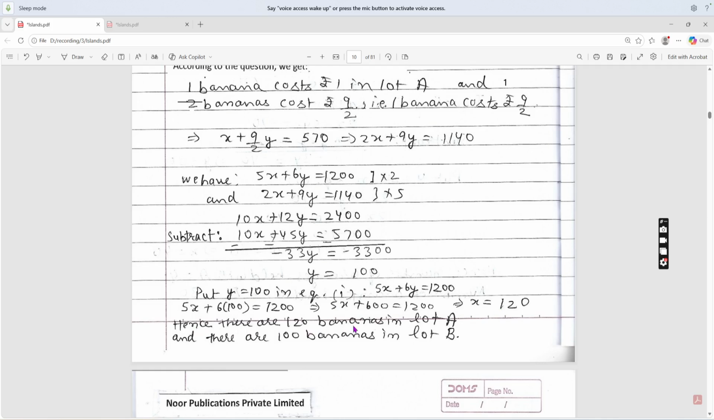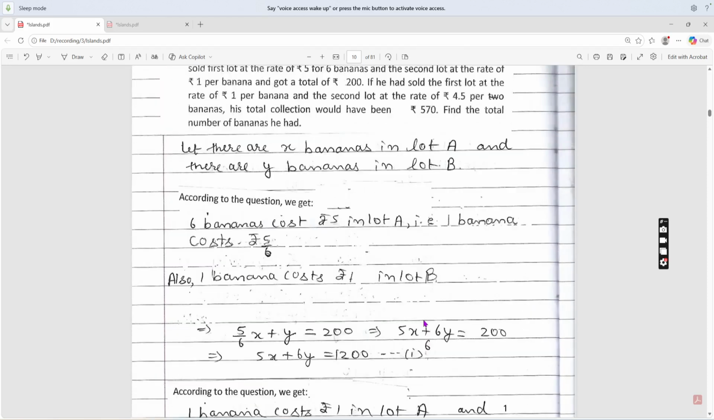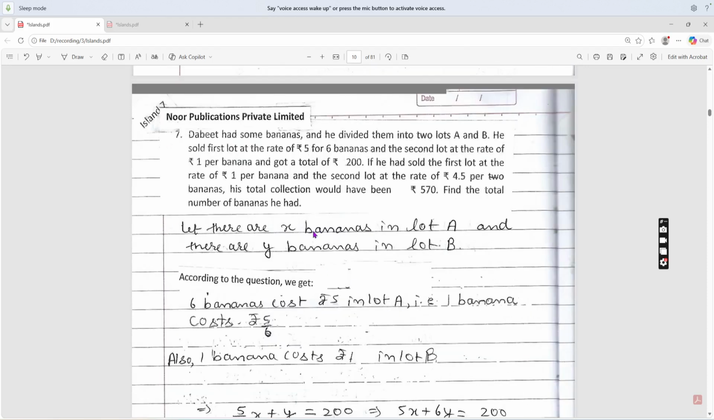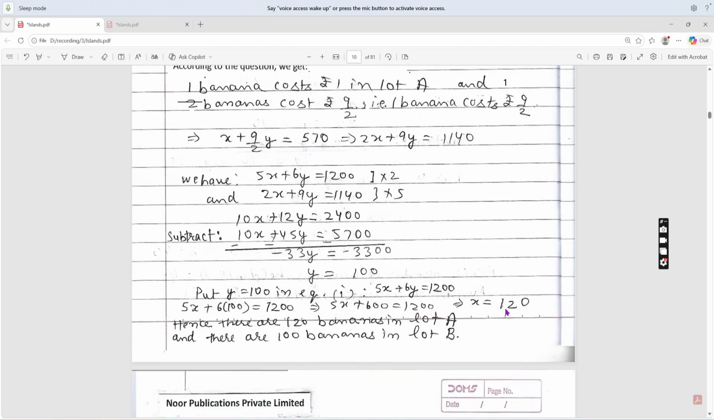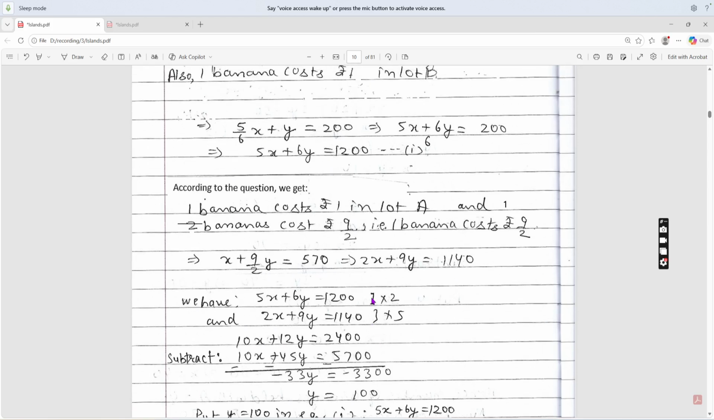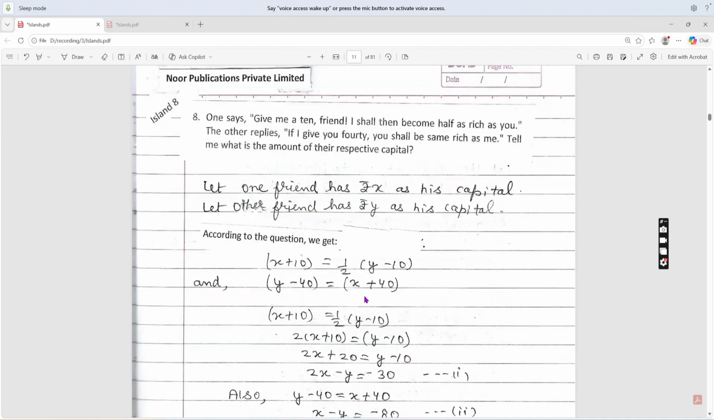Hence, there are 120 bananas in lot A, because we let in the beginning that the number of bananas lying in lot A is x and the number of bananas lying in lot B is y. So here x is equal to 120 and y is equal to 100. So there are 120 bananas in lot A and 100 bananas in lot B. We have to mention all these steps in our subjective examination, otherwise our marks can be cut by the examiner.